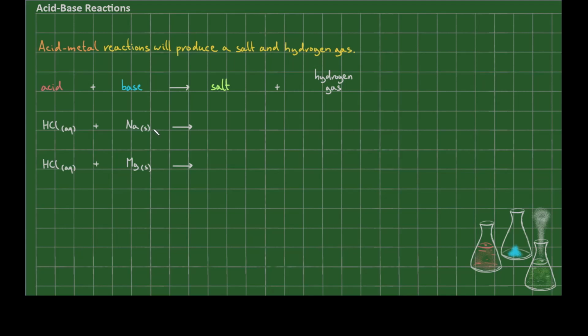One of the products will be hydrogen gas, while the salt will be made from the metal cation and the anion of the acid. And so, in case of the first reaction between hydrochloric acid and sodium, we will end up with sodium chloride. And in the second reaction between hydrochloric acid and magnesium, we will end up with magnesium chloride. As always, we need to check if the reaction equation is balanced. The first one already is, the second one is not. Let me quickly fix that by placing a 2 in front of the hydrochloric acid.